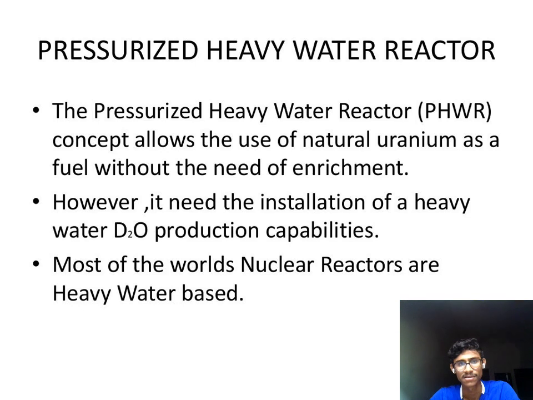Understand what is a pressurized heavy water reactor. The pressurized heavy water reactor concept allows the use of natural uranium as a fuel without the need for enrichment. As we saw before, in a nuclear reactor we can only use U235 uranium, but in this we can use natural uranium as it is. However, it needs the installation of heavy water due to production capabilities.